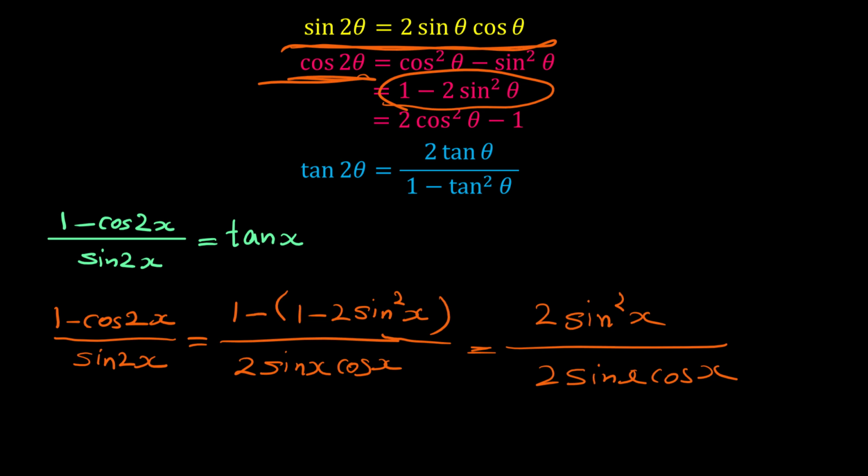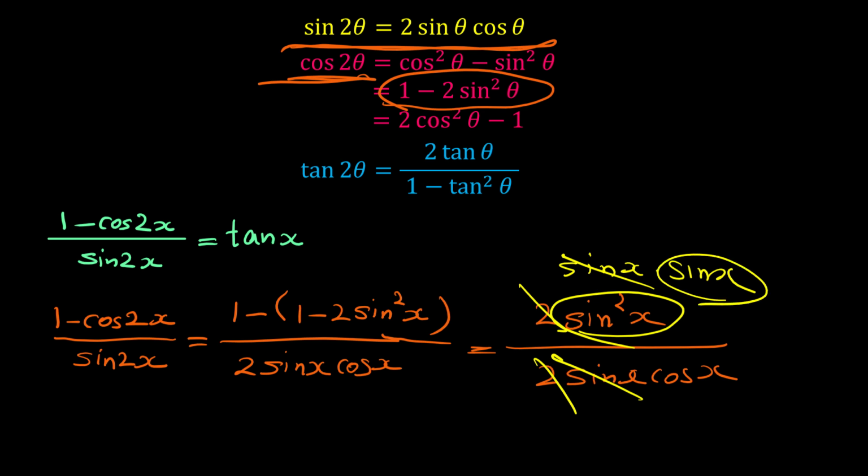Now simplify the numerator with the denominator. 2 with 2 cancels. Sine to the 2 is sine x times sine x, so 1 sine x from the numerator cancels with 1 sine x from the denominator. What remains? Sine x over cosine x. So the answer is sine x over cosine x.